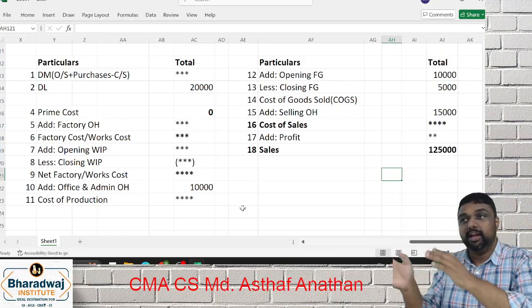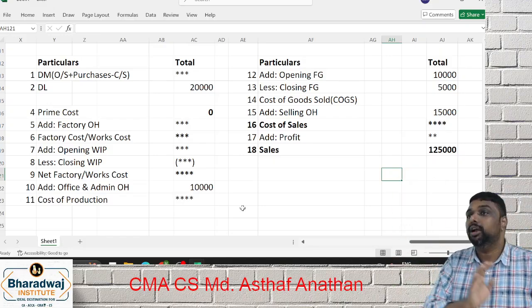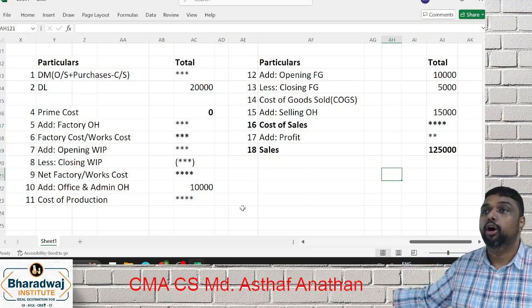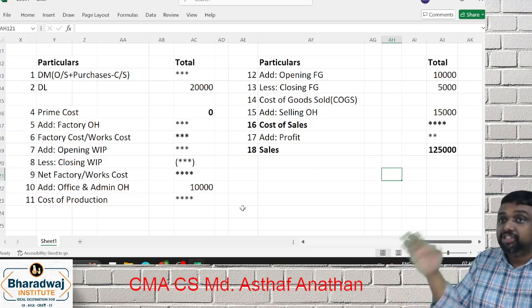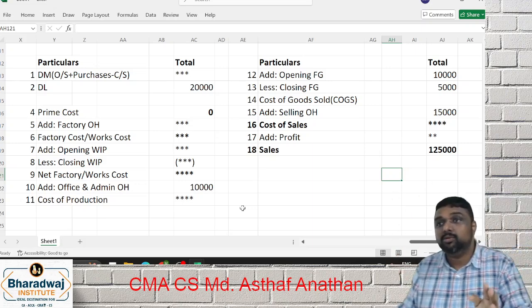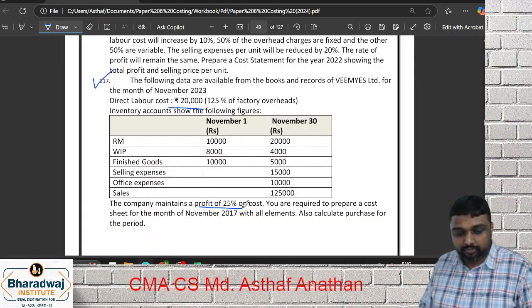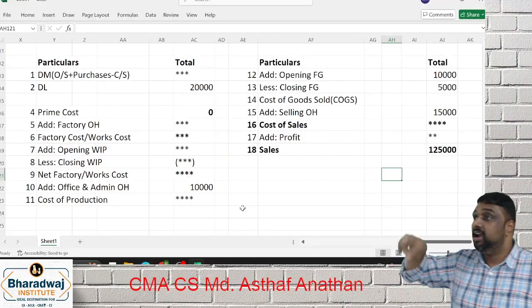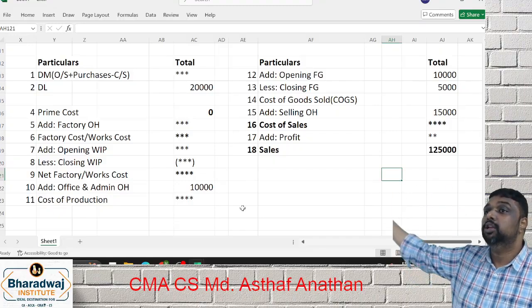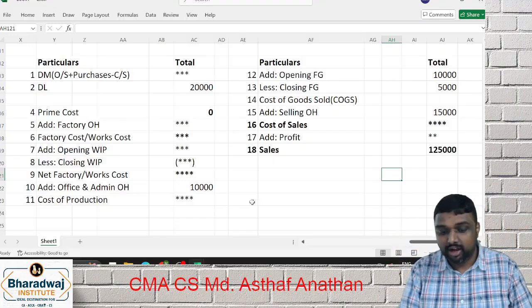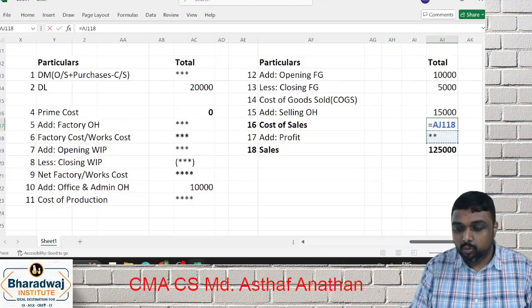Profit is 20. It has to be reduced. So your cost is what? 80. Your cost you don't know, so assume cost as 100. Profit is what? 25%. So 100 plus 25. So sales will be what? 1,25,000. Now you can get cost of sales how?